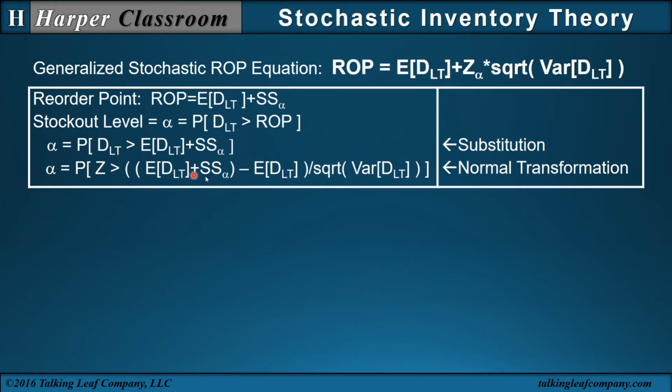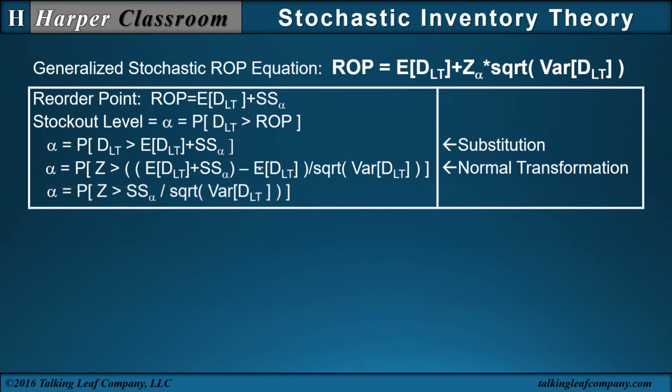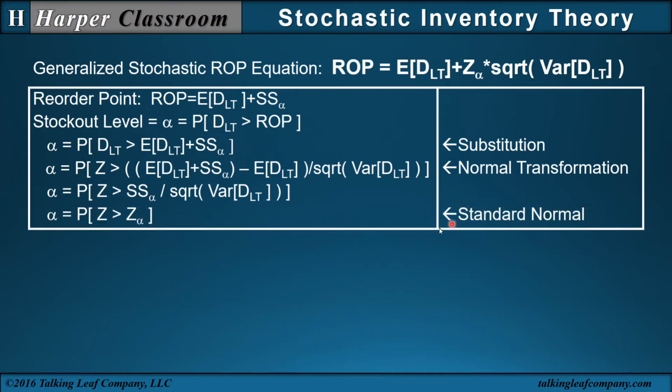And the right-hand side will be this expression. I'll subtract out the expectations and just have the safety stock sub alpha divided by the square root of the variance of the demand during lead time. But I know from the standard normal that the probability that z is greater than z of alpha equals alpha. So these two are equivalent. The only difference between these equations is z of alpha and this expression.